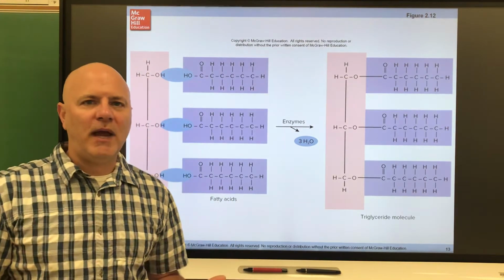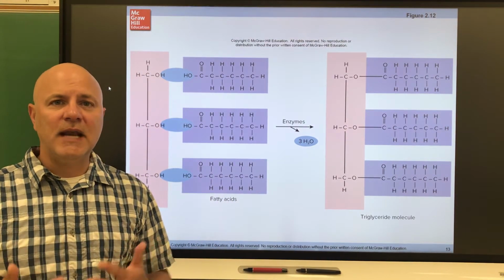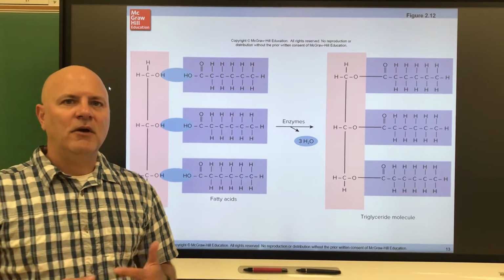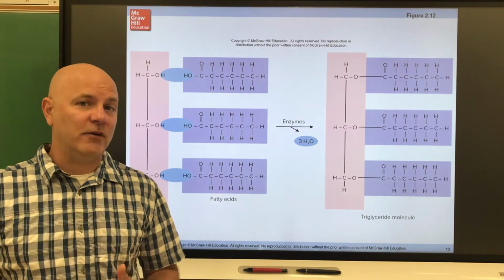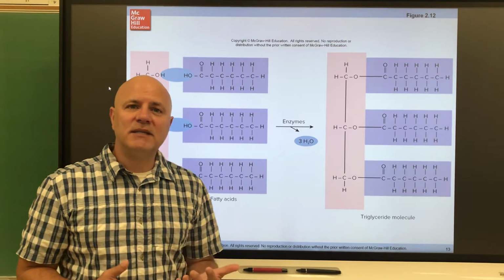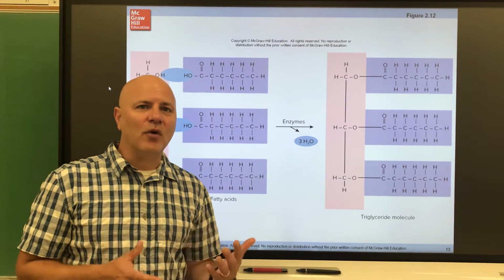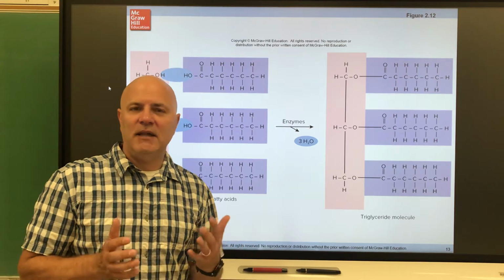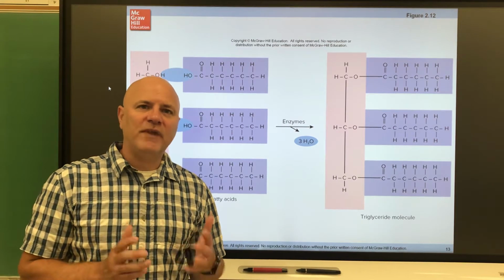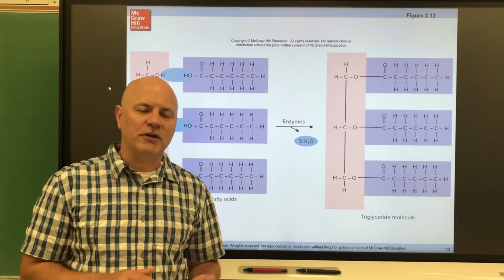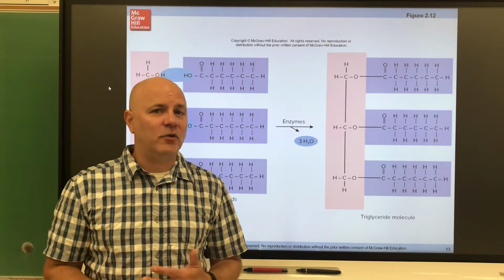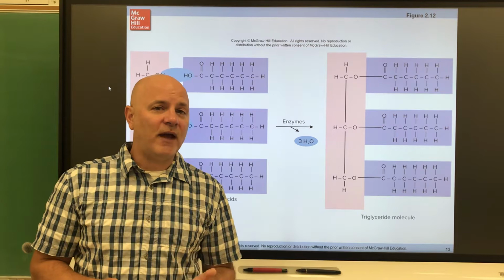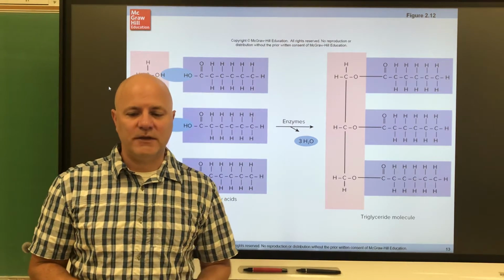1 gram of fat contains 9 calories of energy, versus 1 gram of a carbohydrate, which only contains 4 calories of energy. What that means is that we can store more than twice the amount of energy in the same amount of space. That's why we use fats for long-term energy storage. Also, just to let you know, 1 gram of a protein is equal to 4 calories, and 1 gram of alcohol is worth 7 calories.